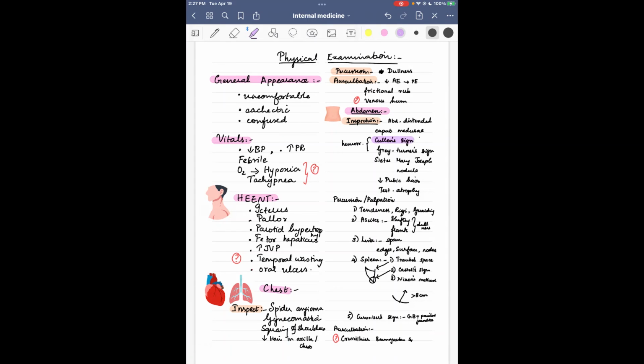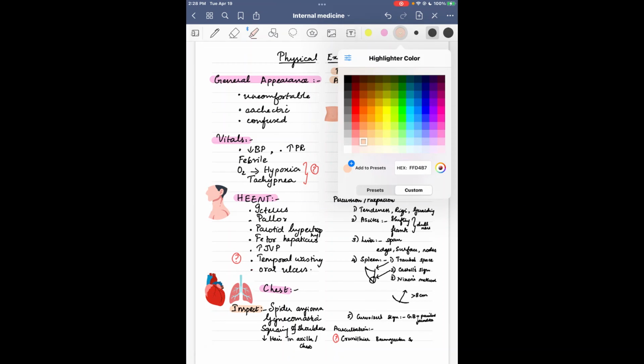The Cullen sign is seen when there is peritoneal hemorrhage, and it is usually seen around the umbilicus. And Grey Turner sign is when you see bruising in the flanks. This is again because of hemorrhage. And then Sister Mary Joseph nodules, the metastatic nodules seen in the umbilicus, which can indicate that there is an underlying malignancy. And decreased pubic hair and testicular atrophy can be seen in the genital region.